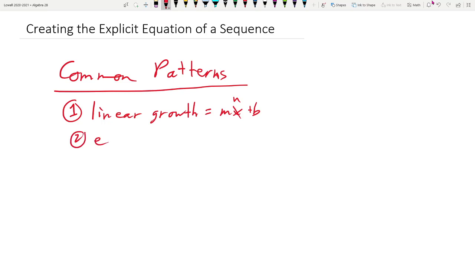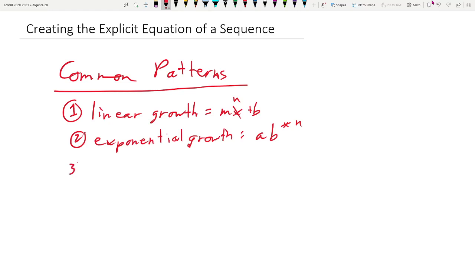Two, again, we have exponential growth now. And that would be, again, something of the form a times b to the x, except instead of x, now it's n, right? So I'm not going to go too far into those right now because we're going to talk about these separately in a later video.